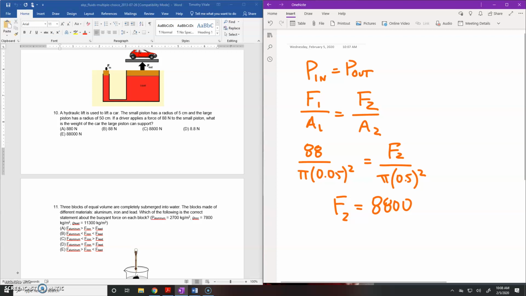Let me just double check. So this is how I would do it algebraically. I would cancel the pi's. I would do 88 divided by 0.05 squared, and I get 35,200. And then I would multiply that by 0.5 squared to get F2 by itself. And yes, I get 8,800.